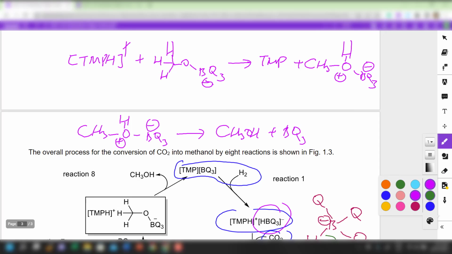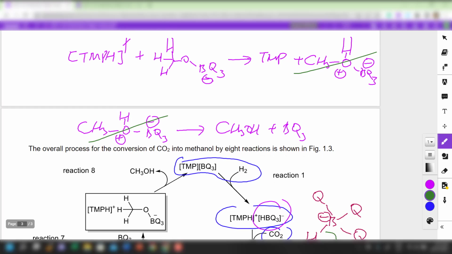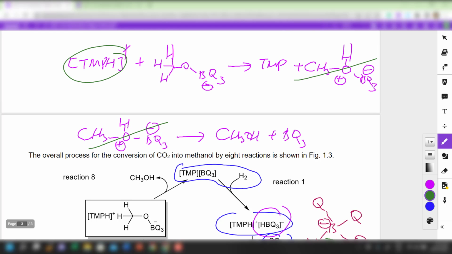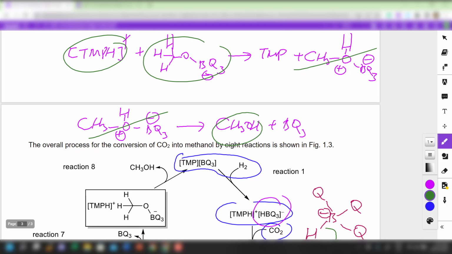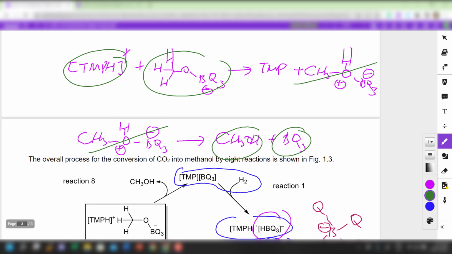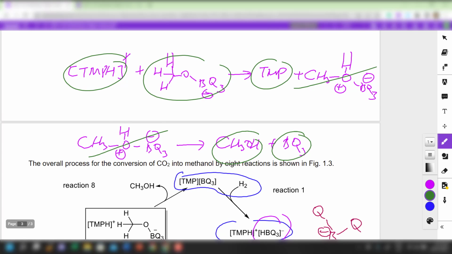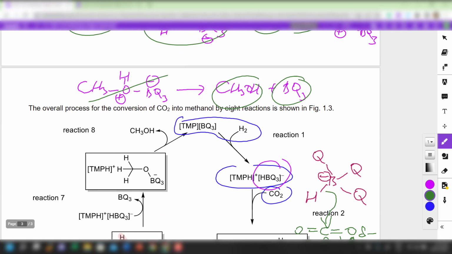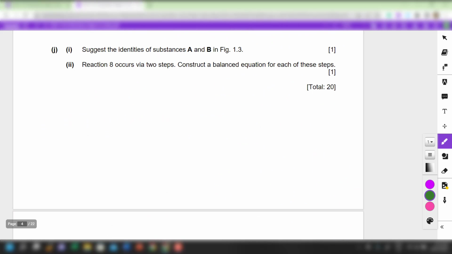Okay, so if I add up the 2 together, I'm going to end up with whatever was mentioned, like this with this. Okay, give me methanol and BQ3. Of course, in the process, TMP will also be released. Okay, so that will be the end of my review of question 1 of the 2021 H3 chemistry paper.